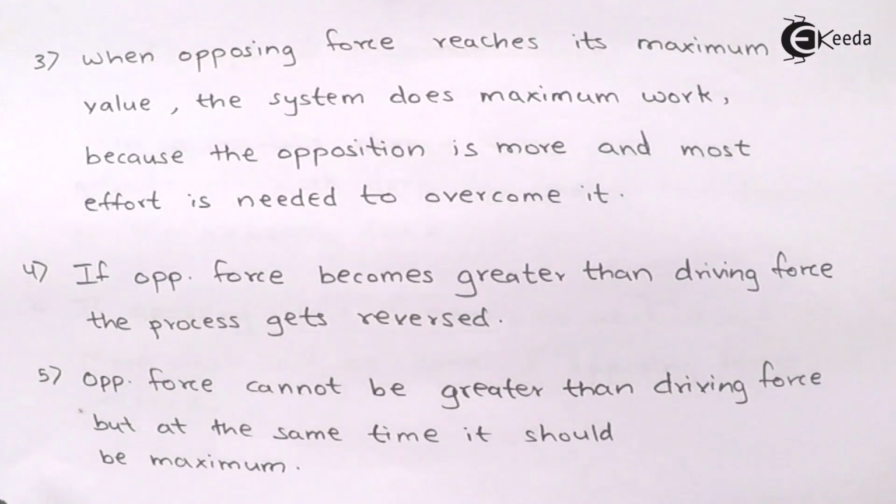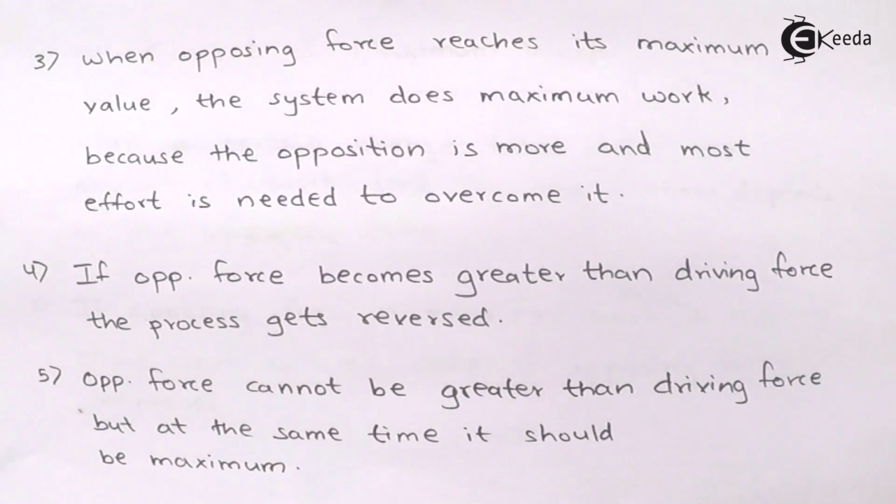Point number 5 says that the opposing force cannot be greater than the driving force, but at the same time it should be maximum. Let me explain this statement, because there are two kinds of forces: the driving force and the opposing force. The opposing force makes the gas compress, or applies pressure on the piston, while the driving force makes the gas expand.